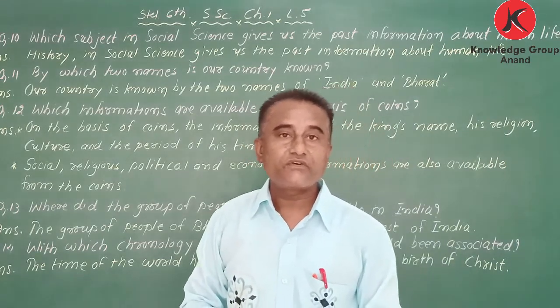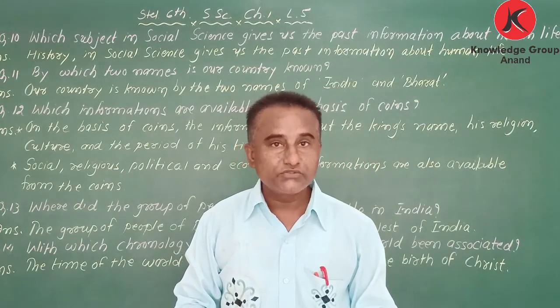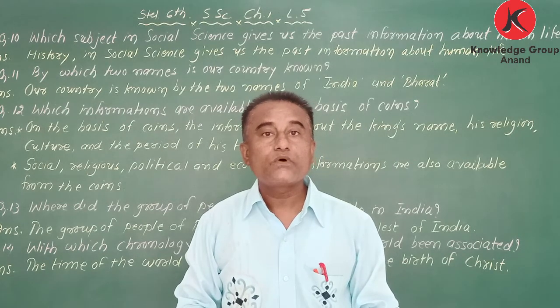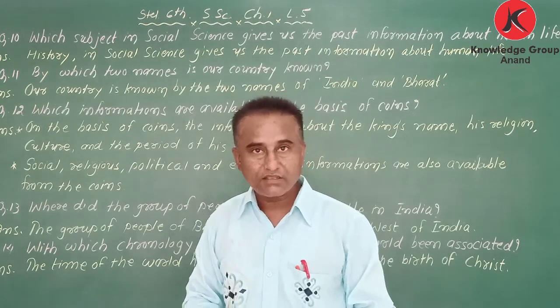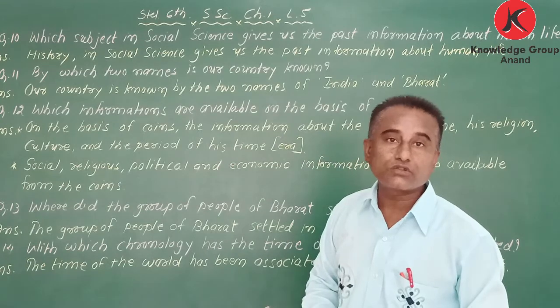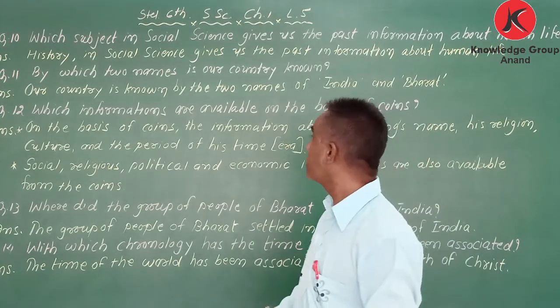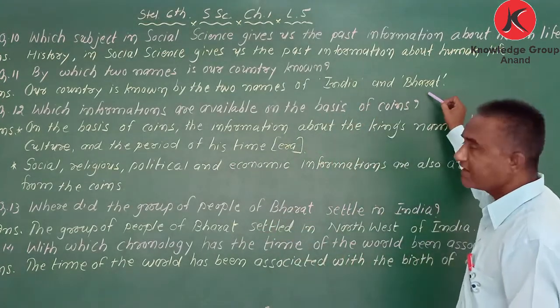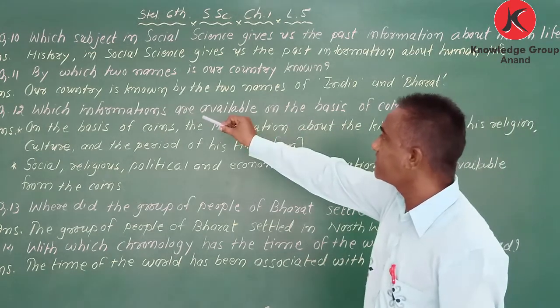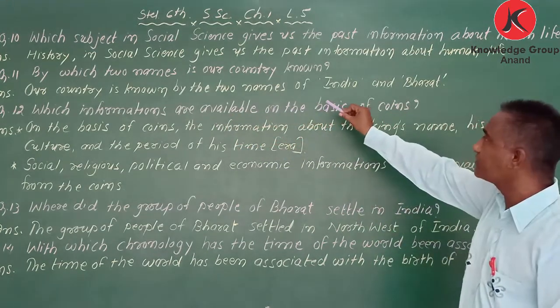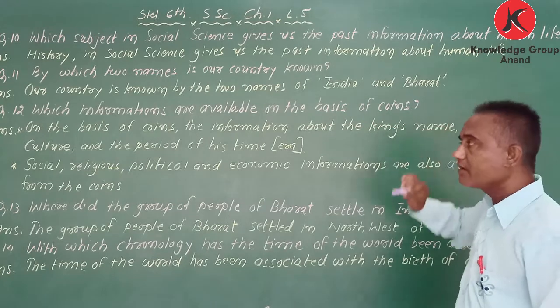We know the word India comes from the river Indus, and Bharat was a tribe of people who at last settled in the northwest area. So by two names, India and Bharat. Our country is known by the two names of India and Bharat.